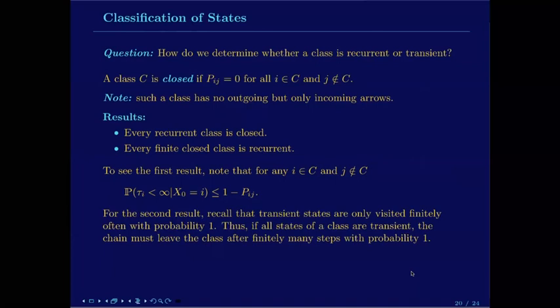And for the second result, if we only have finitely many states, each after finitely many steps is not visited anymore with probability 1, then altogether after finitely many steps, any of the finitely many states in the class would not be visited again, but that would of course violate the notion of closedness. Therefore we cannot have any transient state inside a finite closed class, and by that it must be recurrent.